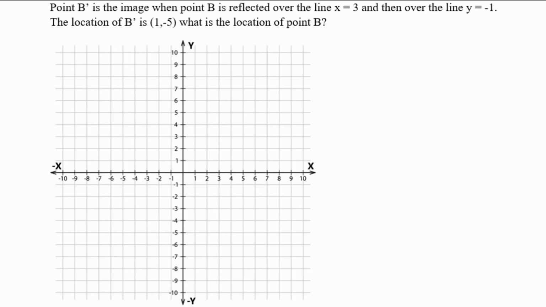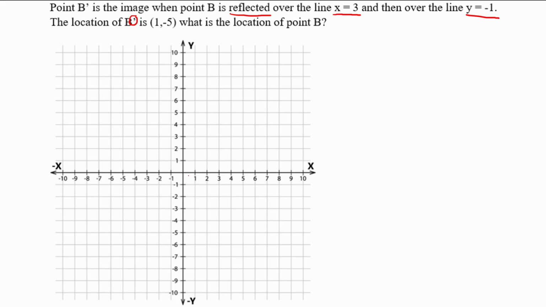Next problem. And I think this might be our last. So our last problem, it says point B prime is the image when point B is reflected. So first we're doing a reflection over the line x equals 3. And then, another one. So we're reflecting it again over y equals -1. The location of B prime, that's important, is at 1, -5. What is the location of point B?